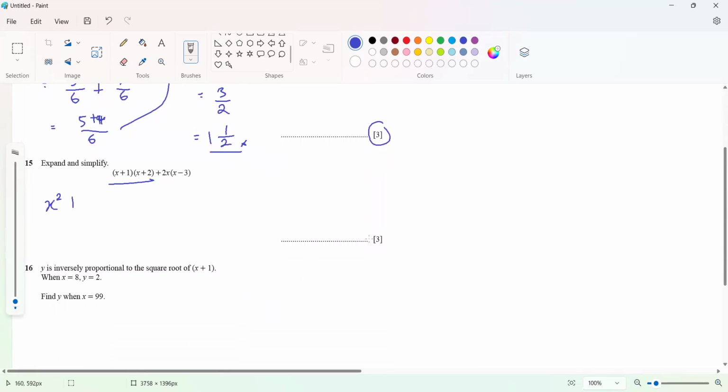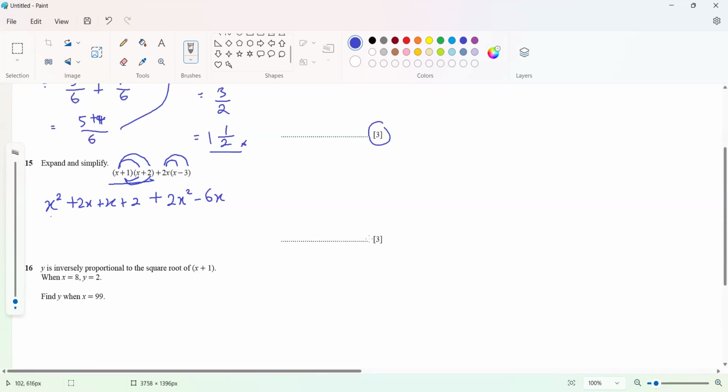So x squared plus 2x plus x plus 2. We take x times x, x times 2, 1 times x, and 1 times 2. We end up like this. So from here, 2x times x and 2x times negative 3 is 2x squared minus 6x.